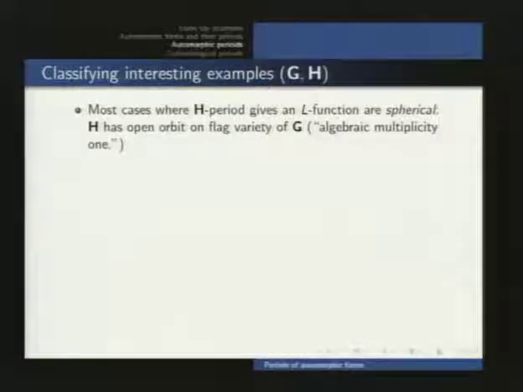Most cases where this period on G, so you have a pair G and H, you're integrating forms on G over H. So I don't know who it's due to, but I think it's been understood from the very start that the existence of such formulas has something to do with multiplicity 1. Okay, and an algebraic incarnation of multiplicity 1 is the notion of spherical. So a subgroup H in a group G is called spherical if it acts with open orbit on the full flag variety, G mod Borel. Okay, that's an algebraic definition.